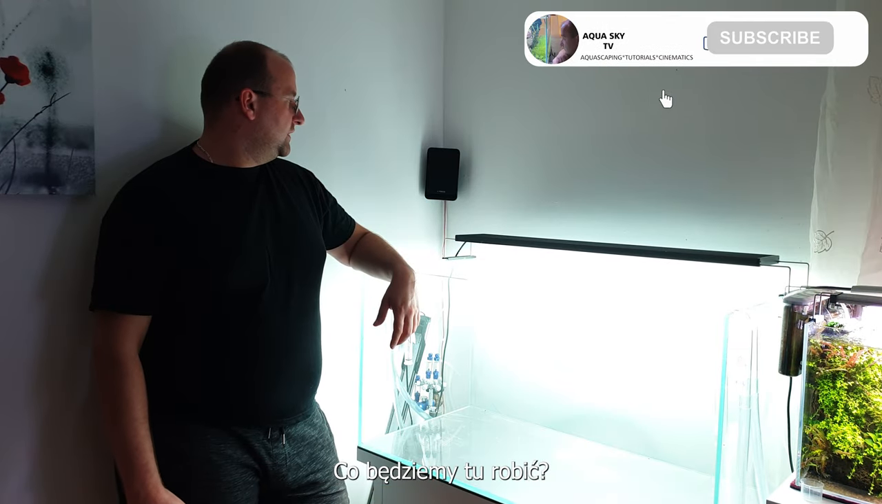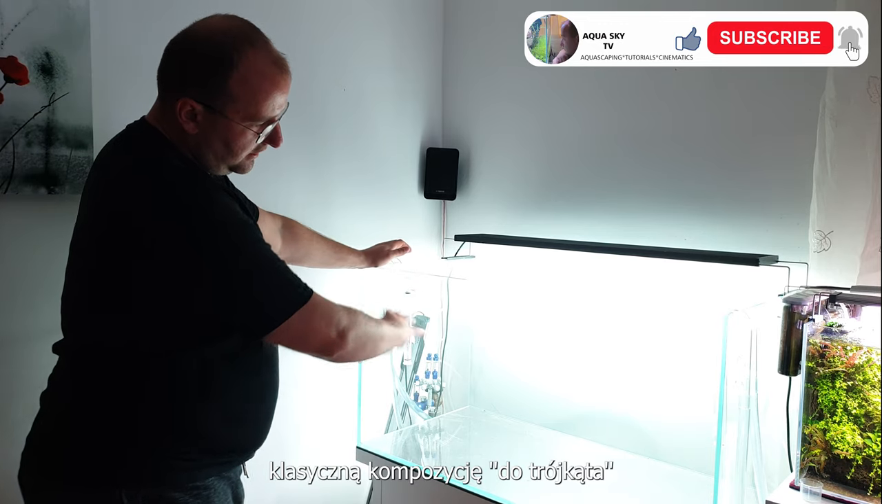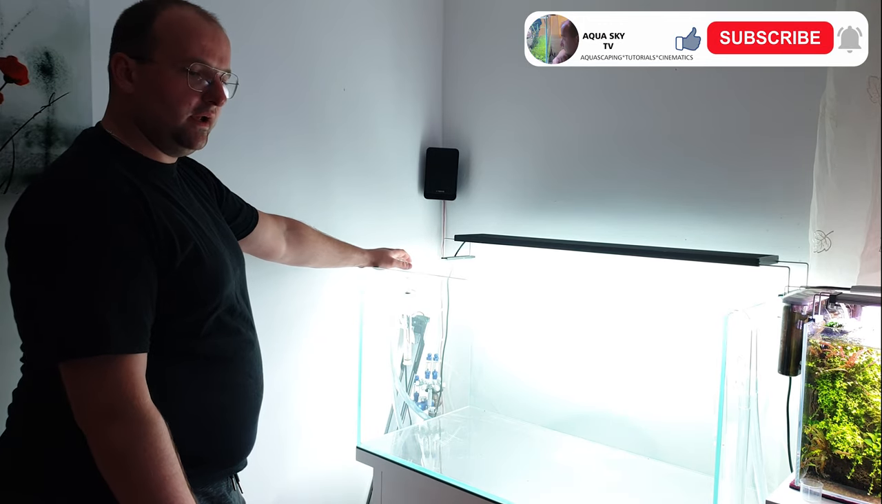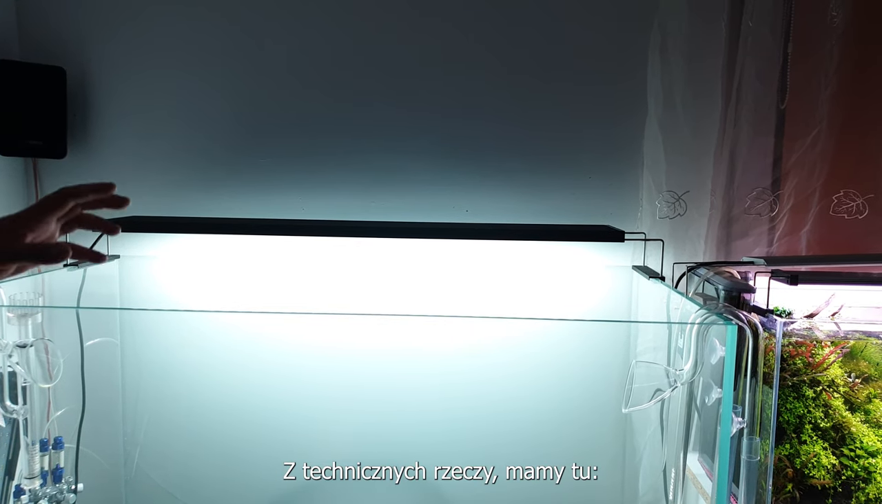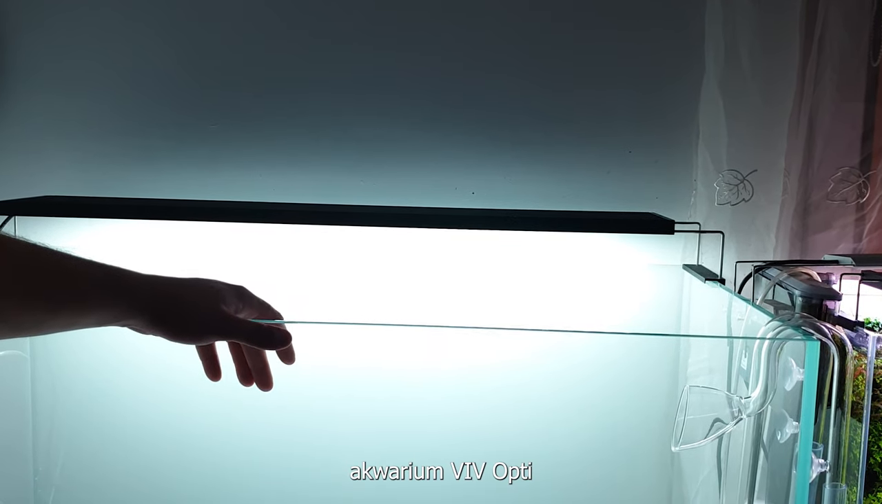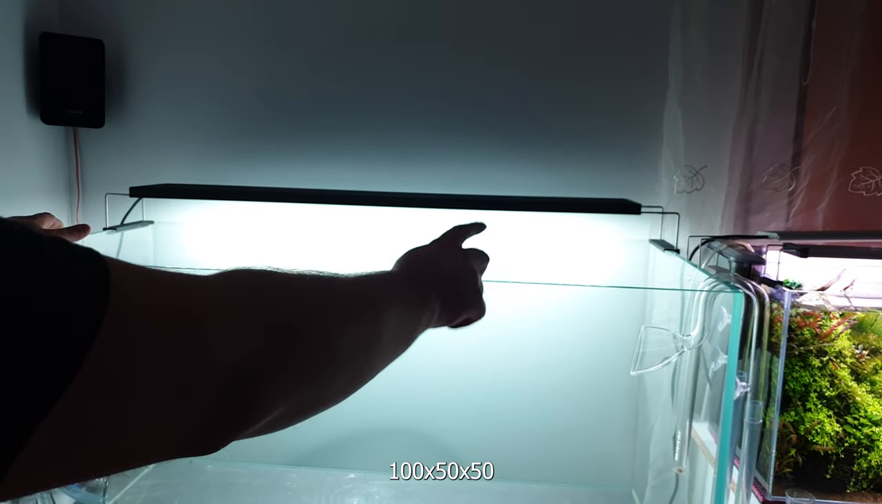So, what will we be doing now? I have some concept of a classic triangular composition with black lava rocks and some red moon wood. From technical stuff, we have a VIV OptiWhite glass tank. It's 100 by 50 by 50.